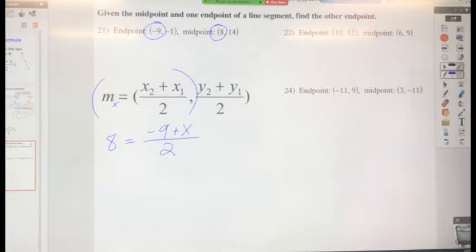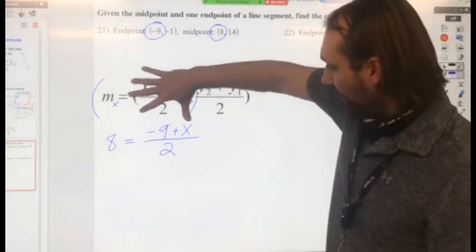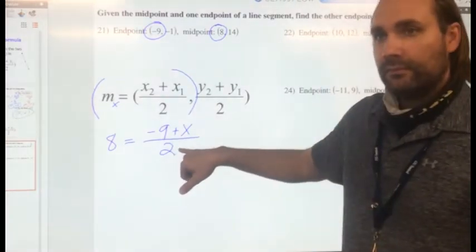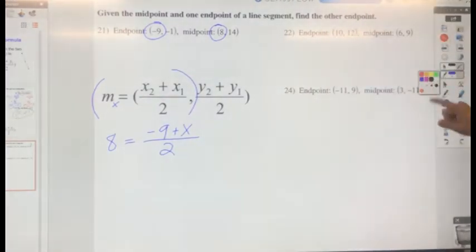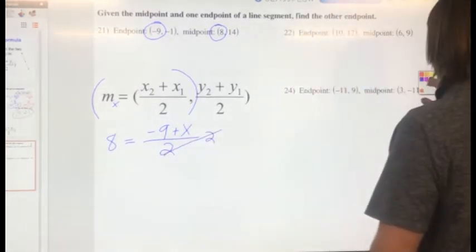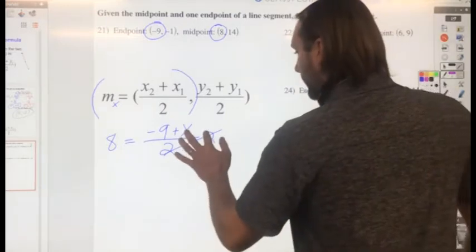So plugging it into our midpoint formula, we get this. My goal here is to solve for x. So what should I do to solve for x? Multiply by 2. The opposite of dividing by 2 is multiplying by 2.